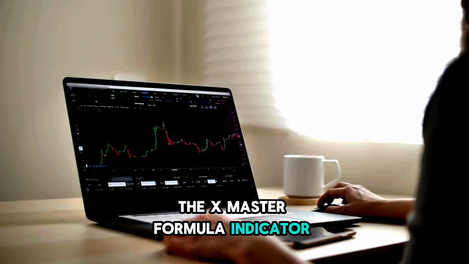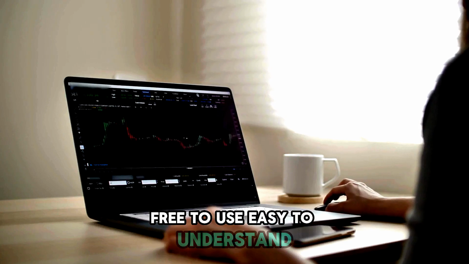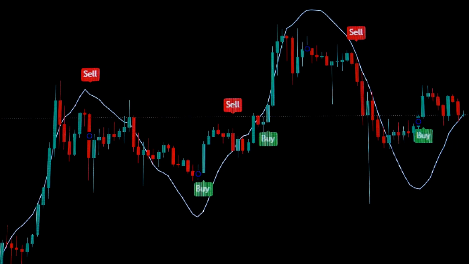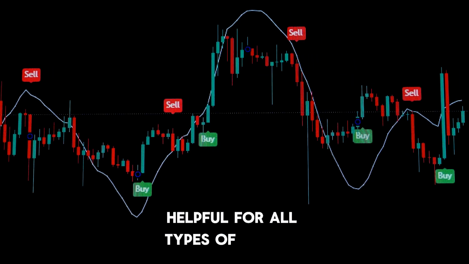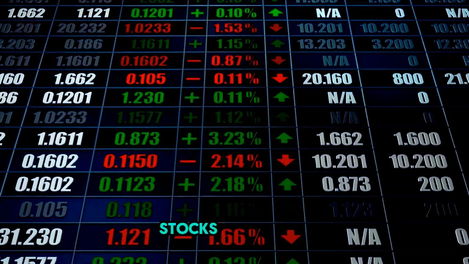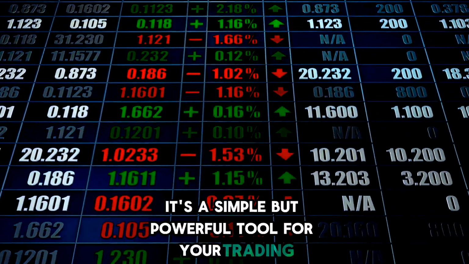Conclusion. The Xmaster Formula Indicator for MT5 is free to use, easy to understand, works well in busy markets, helpful for all types of trading. You can use it whether you're trading currencies, stocks, or crypto. It's a simple but powerful tool for your trading.